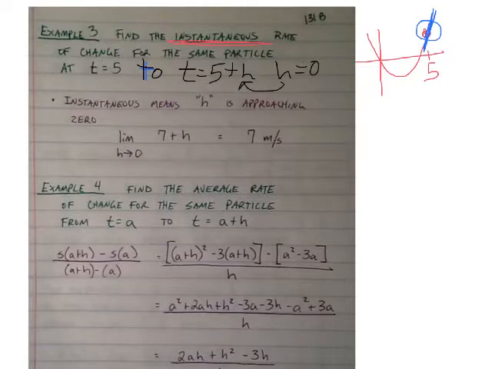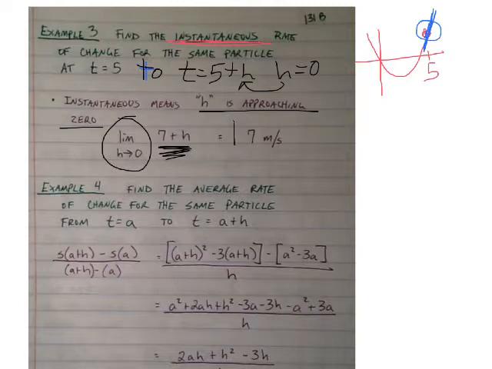So essentially our h is approaching 0. So what we can do is take the limit as h goes to 0 for our findings from example 2. If we plug 0 into that, direct substitution yields an answer of 7 meters per second. So right at time 5, we're traveling at 7 meters per second. And this is getting at the definition of the derivative.